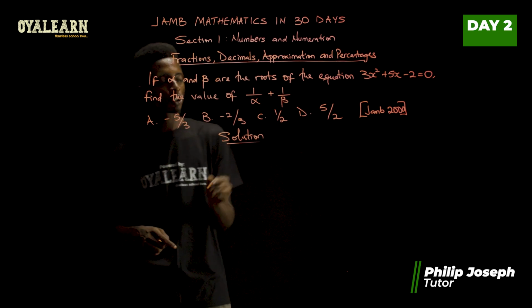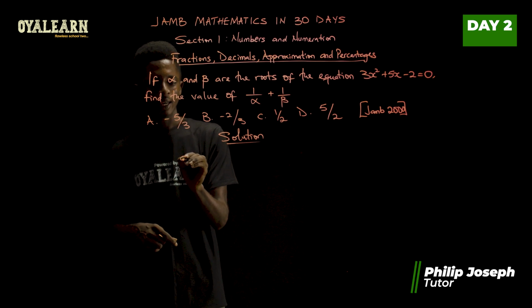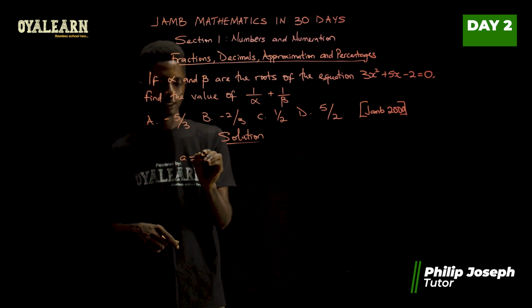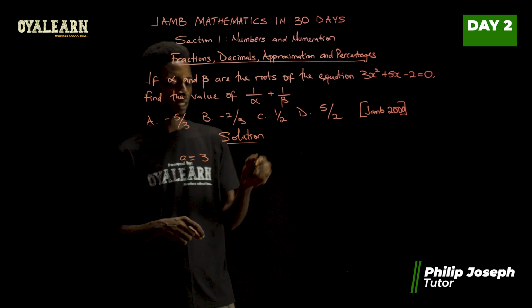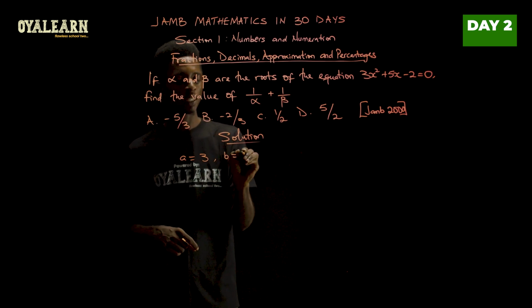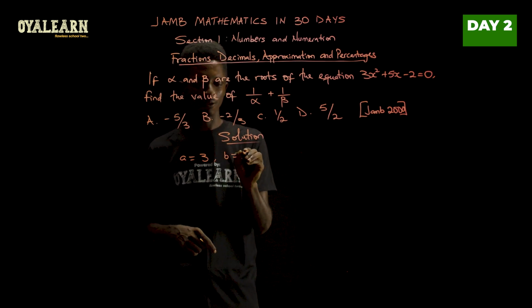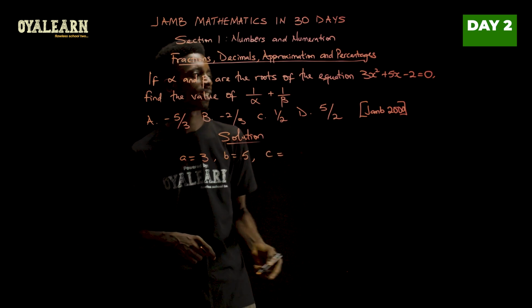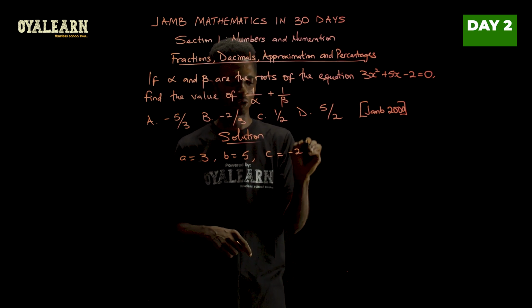Now, from the equation there, a would be the coefficient of x squared, which is 3. b is the coefficient of x, which is 5. And then c is the constant there, which is minus 2.